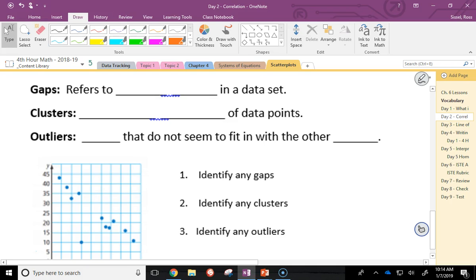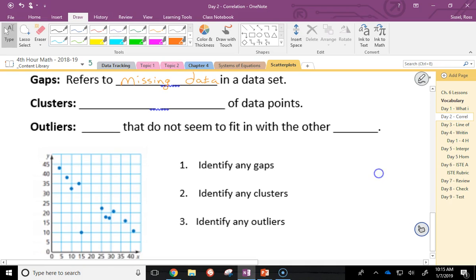All right, so the first one. Gaps refer to missing data in a data set. Make sure you fill this out in your notes. That's part of your assignment. So gaps refer to missing data in your data set.